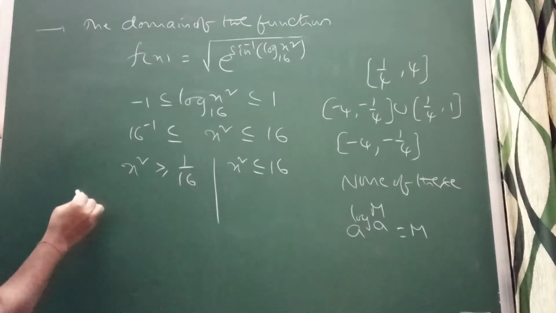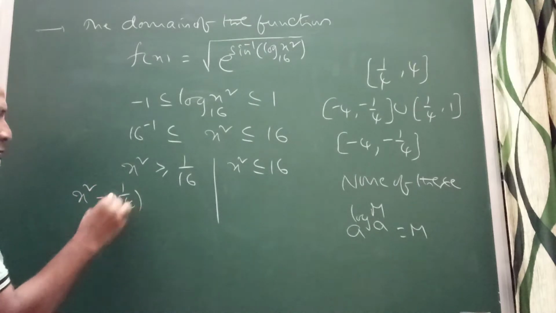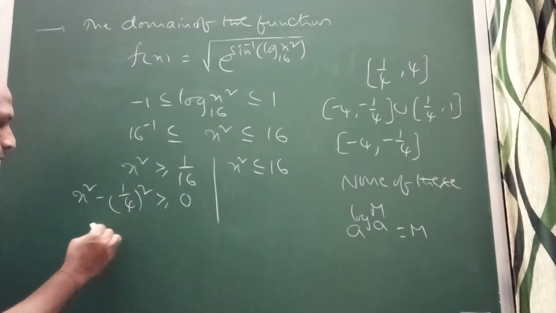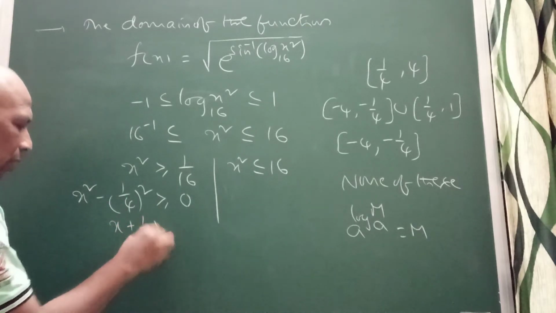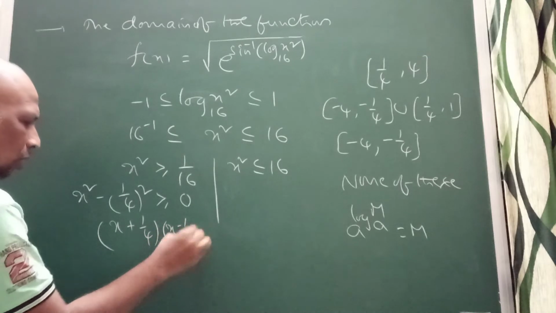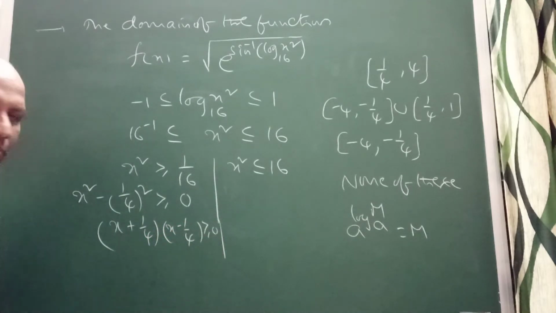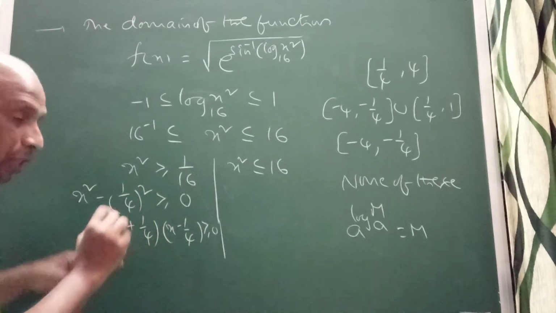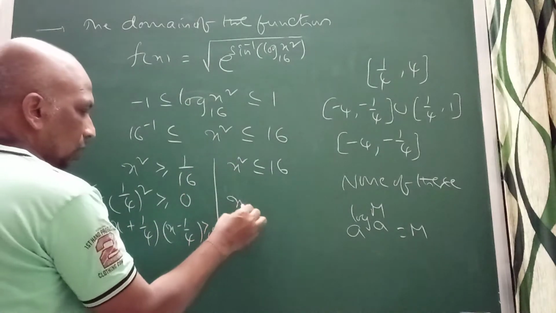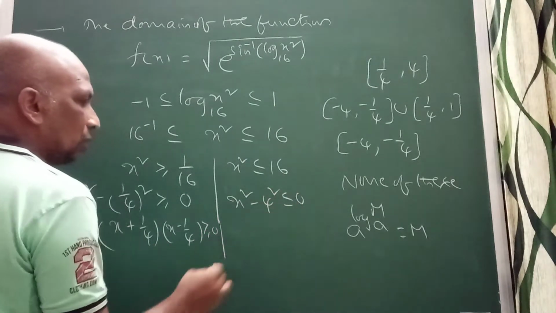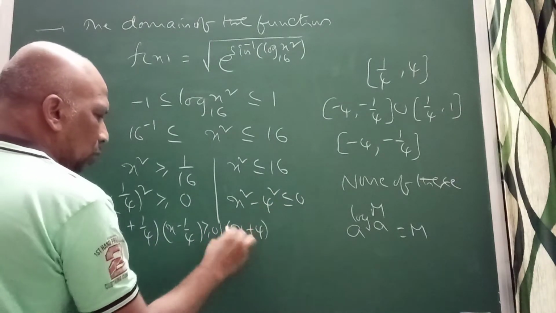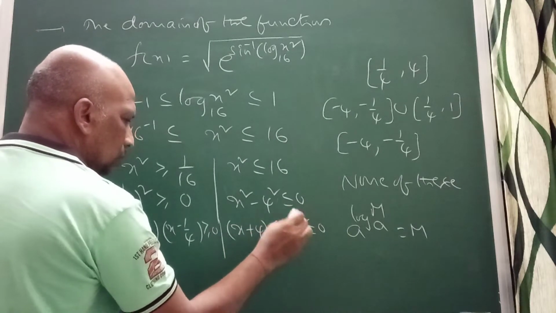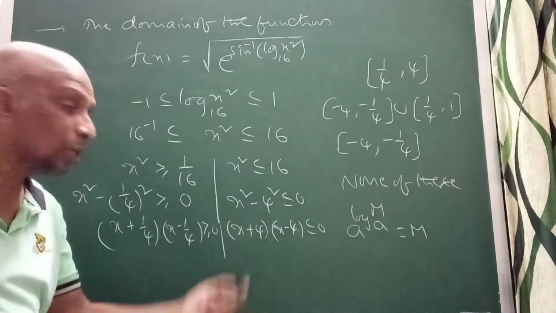So I can write x square minus 1 by 4 whole square greater than or equal to 0. Correct? If I split this, I can write x plus 1 by 4 into x minus 1 by 4 greater than or equal to 0. So x does not lie between these two values. Here you can take the other one, x plus 4 into x minus 4 less than or equal to 0, right? Means it lies between, including those values.